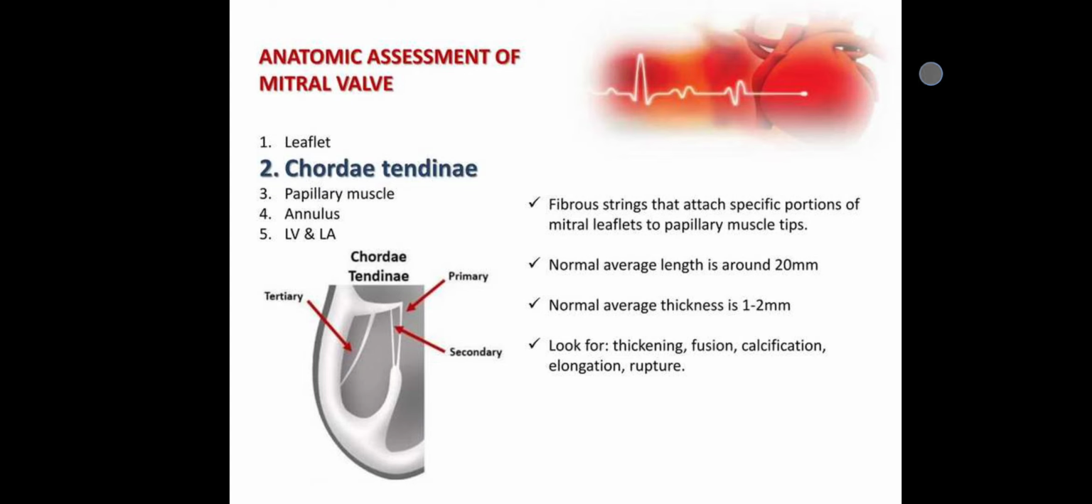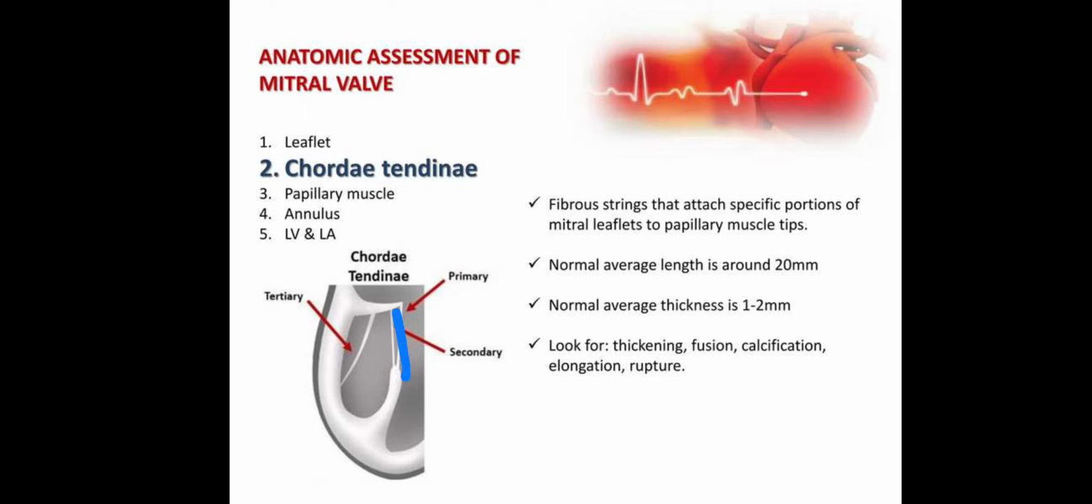Then the second anatomical assessment of the mitral valve is the chordae tendineae. Chordae tendineae are fibrous strings that attach specific portions of the mitral leaflets to the papillary muscle tips. Normal average length is around 20 mm. Normal average thickness is 1 to 2 mm. Look for thickening, fusion, calcification, elongation, rupture.